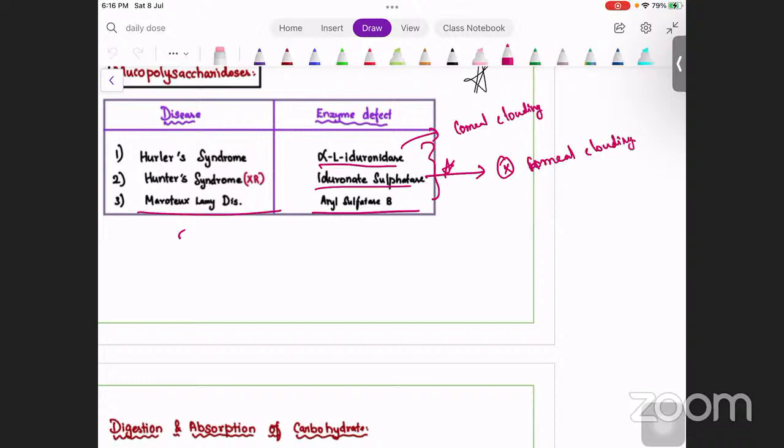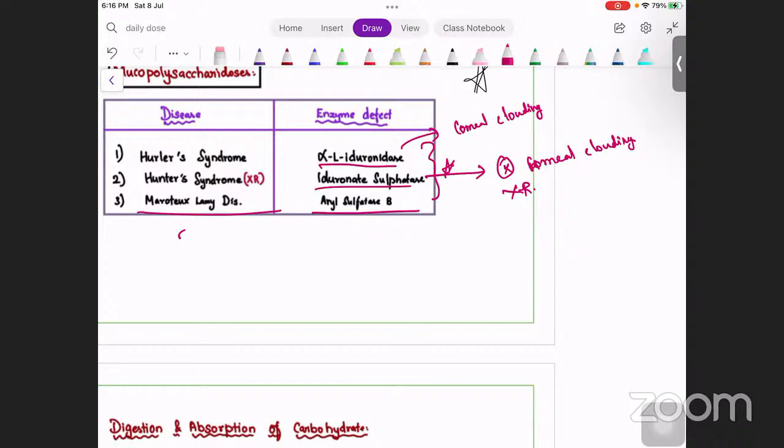No corneal clouding, and it follows an X-linked recessive pattern. It follows what pattern, people? X-linked recessive pattern. These are the two things you have to remember in terms of Hurler and Hunter. Hurler, alpha-L iduronidase, where you see corneal clouding and features of mucopolysaccharidosis. Apart from that, you have iduronate sulfatase deficiency, which is Hunter's. Features are similar to Hurler's except corneal clouding, which is absent in Hunter's.